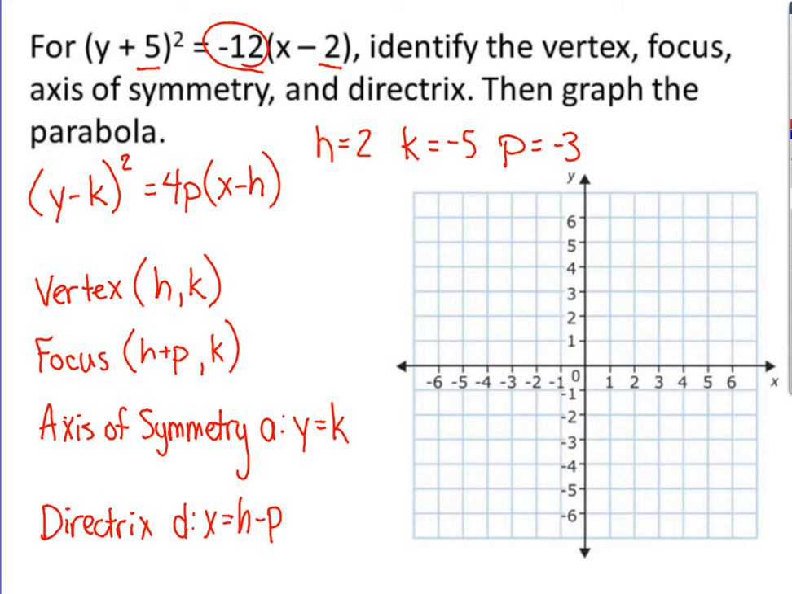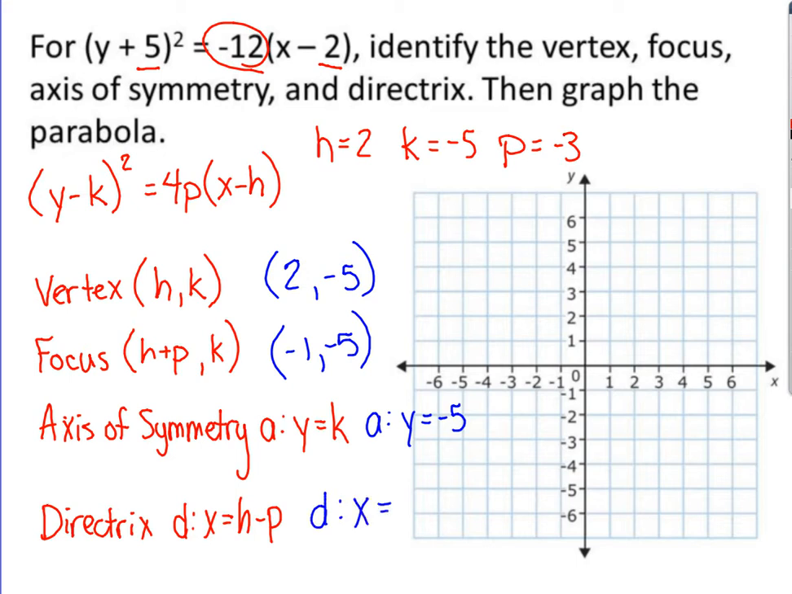And we're going to take those three values and just substitute them in so we can find the values of our vertex, focus, axis of symmetry, and directrix. Our vertex will just be located at our h and our k value. Our focus is at h plus p. 2 plus negative 3 gives me negative 1. And my k value is still negative 5. Your axis of symmetry is going to be at y is equal to k. And our directrix is x is equal to h minus p. And 2 minus negative 3 is a positive 5.